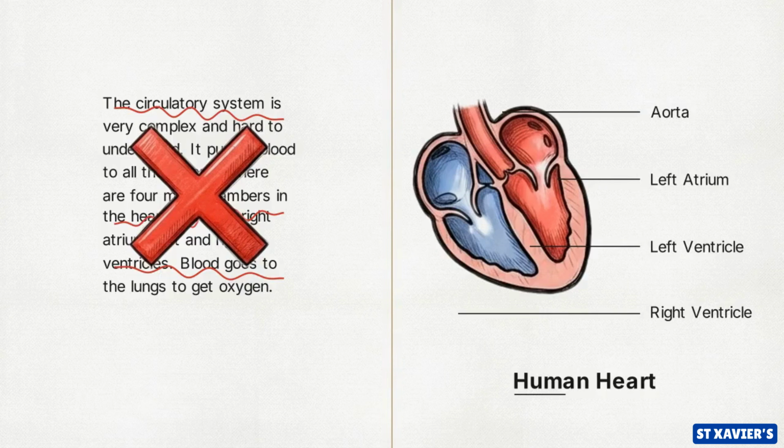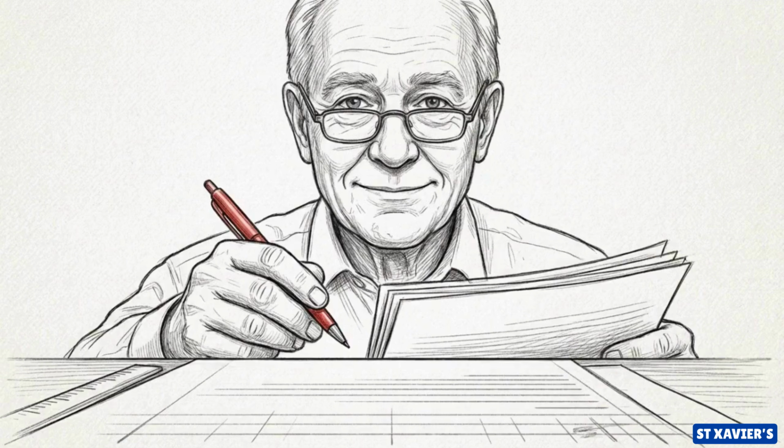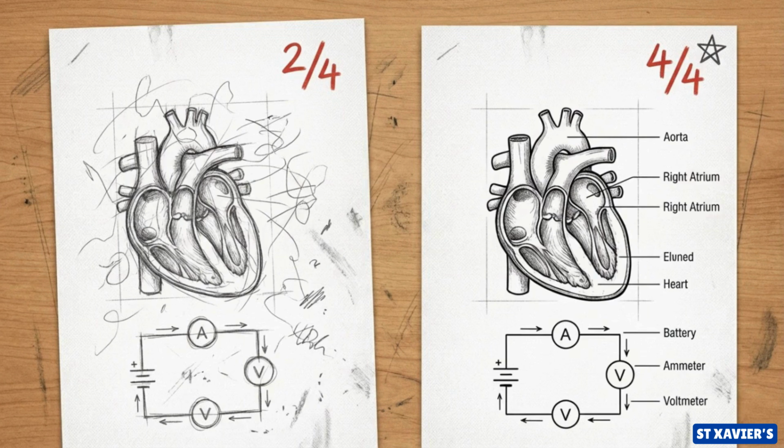Below your drawing, you must write the specific title of the diagram and clearly underline it. Adhering to these rigid formatting standards removes cognitive friction for the examiner. A mediocre sketch instantly elevates into a full-mark submission when it is perfectly organized.